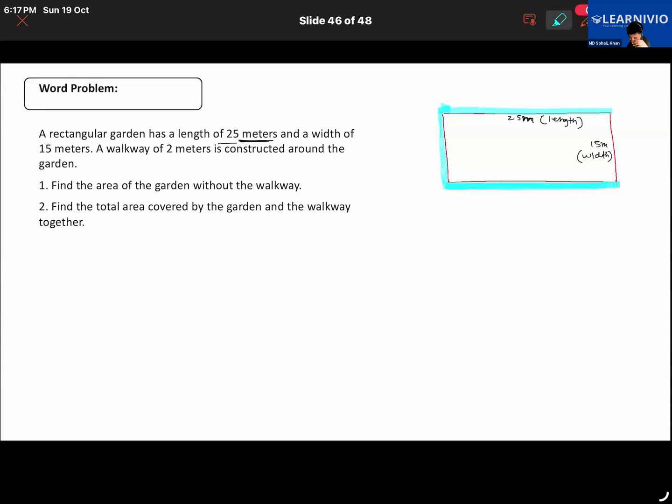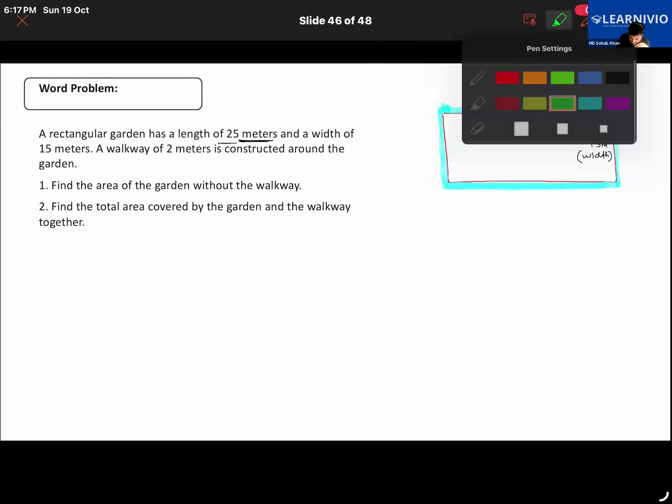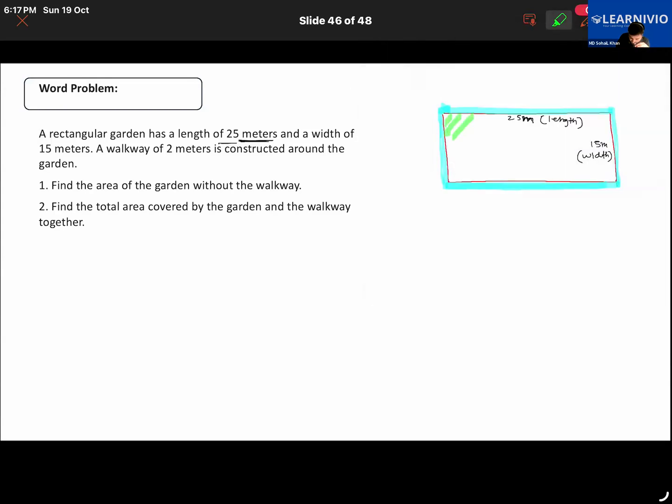Okay. So first you need to find the area of the garden without the walkway, right? Meaning that you need to find only this much area. So you have the formula. Use the formula to calculate it and tell me the answer. L into B, yeah. Obviously it's a rectangle, so L into B.